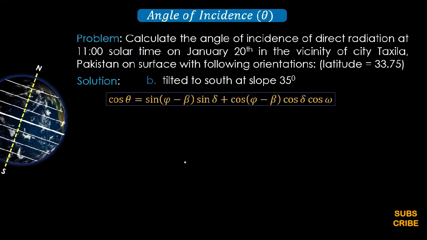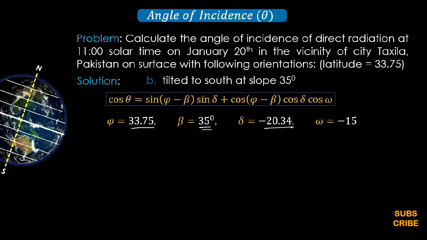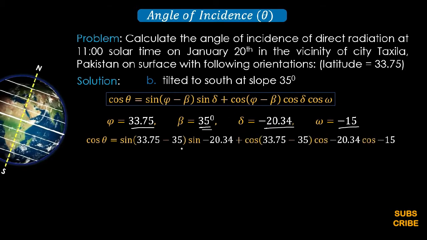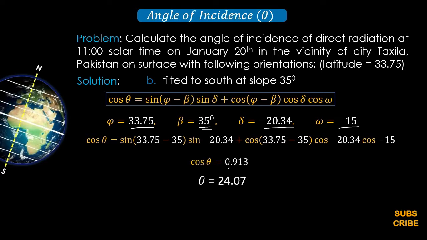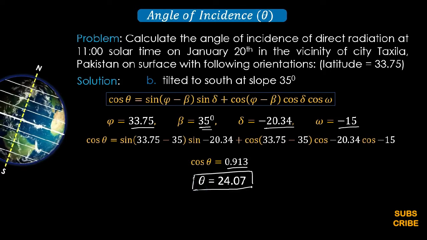Now we have the values of phi, that is 33.75, value of beta, that is 35 degrees, value of declination, that is minus 20.34, and the value of omega, that is minus 15. So using these values in this modified expression, and after computing this, we get the value of cos theta, that is 0.913. So the value of theta, the angle of incidence, would be 24.07.